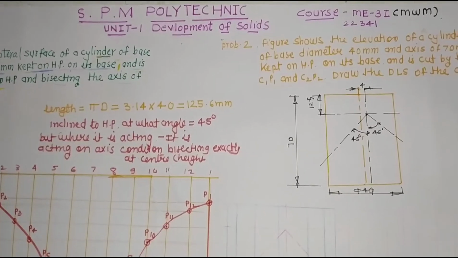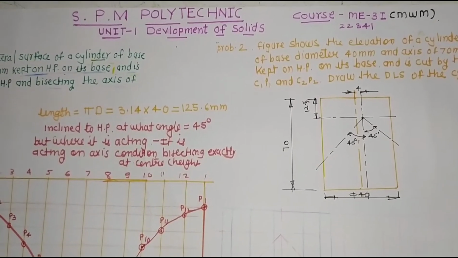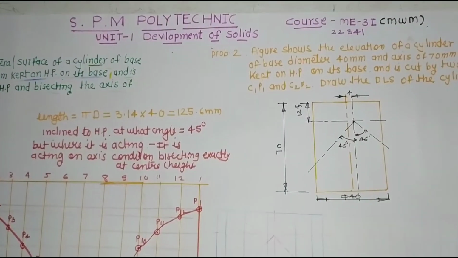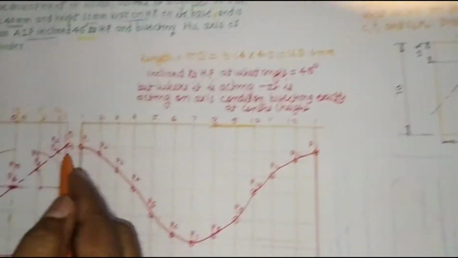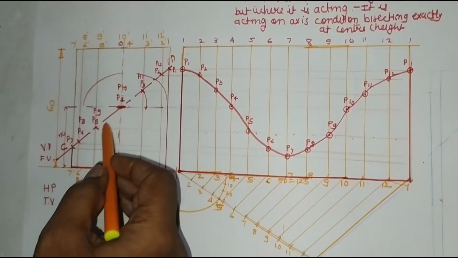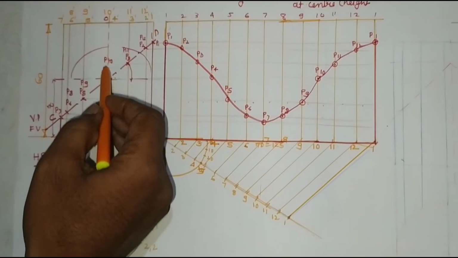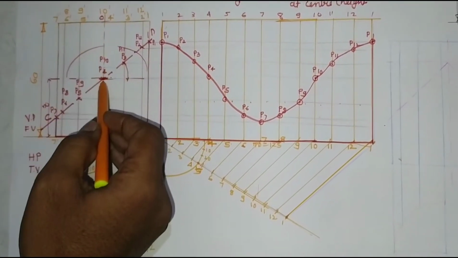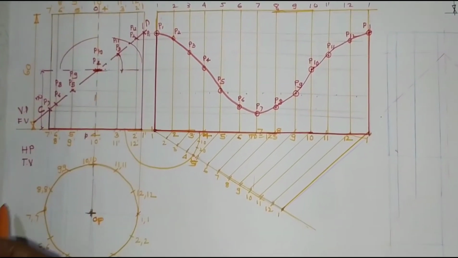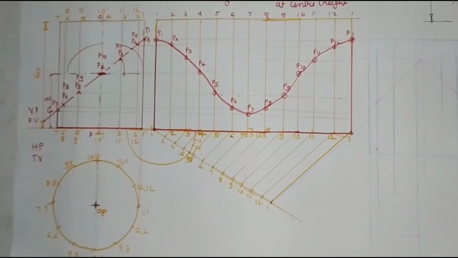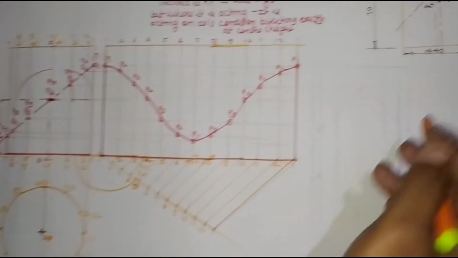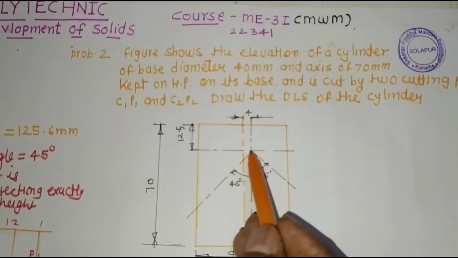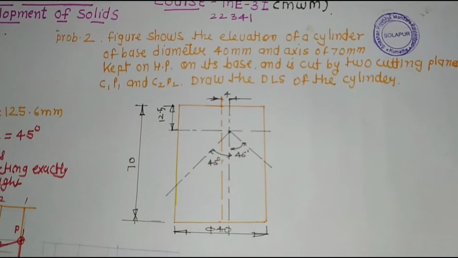In the last lecture, we studied the development of a solid, that is, a cylinder. The cutting plane was acting exactly at the height center, bisecting the axis. Only one cutting plane was acting. Now in the next problem, we will see two cutting planes acting.